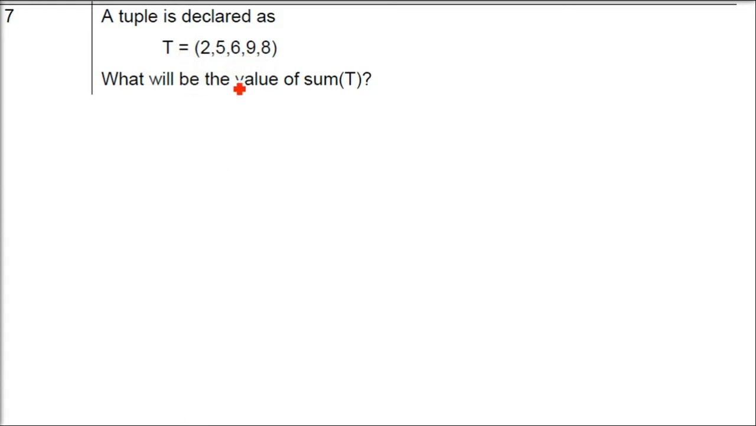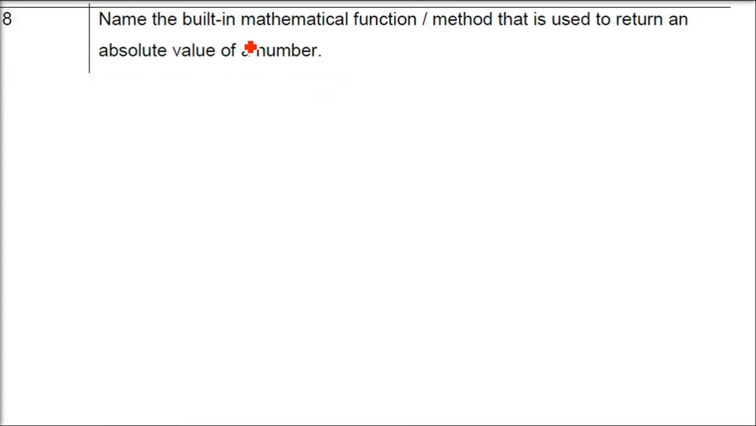T = (2, 5, 6, 9, 8). What will be the value of sum(T)? Sum will be summation of all the values which are inside. So 25698, you just have to add them. 2 plus 5 is 7, 7 plus 6 is 13, 13 plus 9 is 22, 22 plus 8 is 30. Answer is 30.